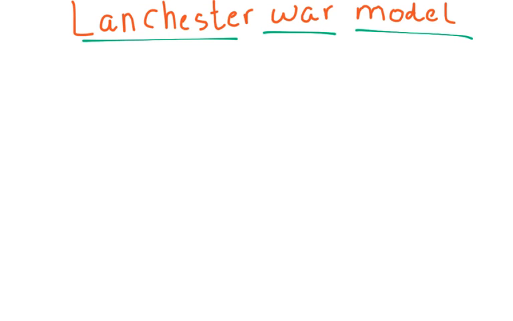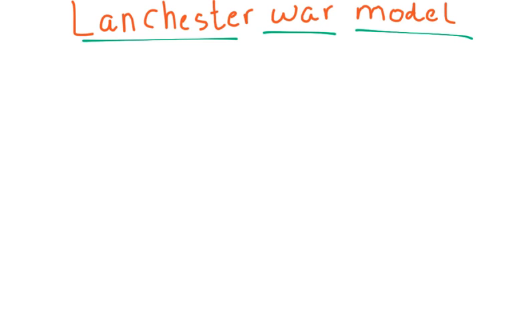Hello everyone. In this video, I'll be talking about Lanchester's war model, which was designed by the British engineer and RAF pilot Frederick William Lanchester during World War I. So he proposed a combat model to predict the outcome of a war using differential equations. And how he did that, we'll be learning in this video. So before that, there are two variations of this model.